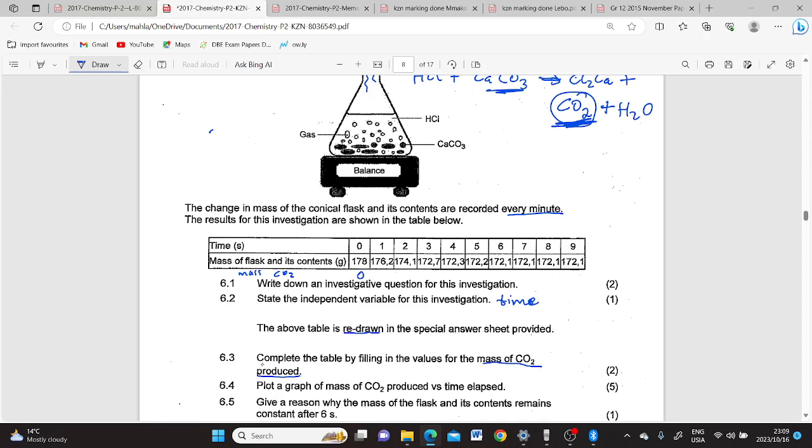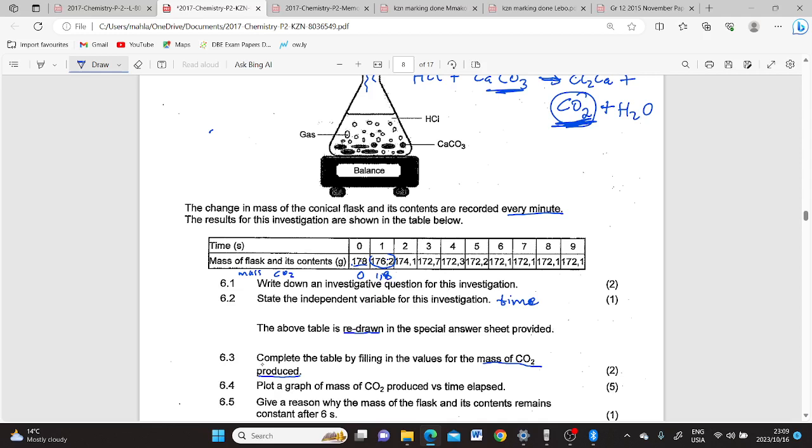Then after 1 second, the mass was reduced to 176,2. Where did the other contents go? They went to the carbon dioxide. So we need to check how much carbon dioxide escaped, so that we know how much was removed from 178. So we're going to say 178 minus 176,2. So we get 1,8.